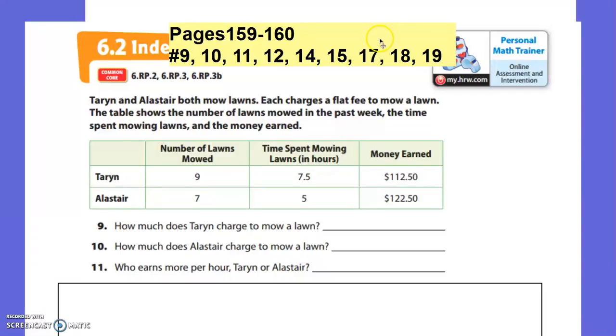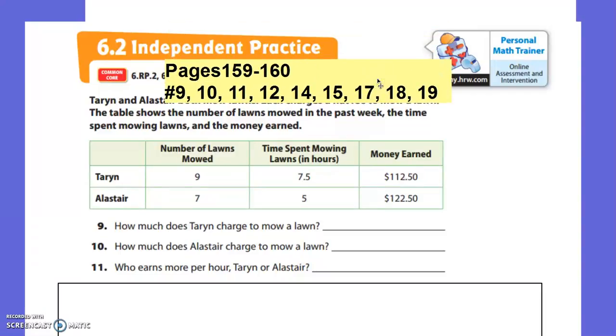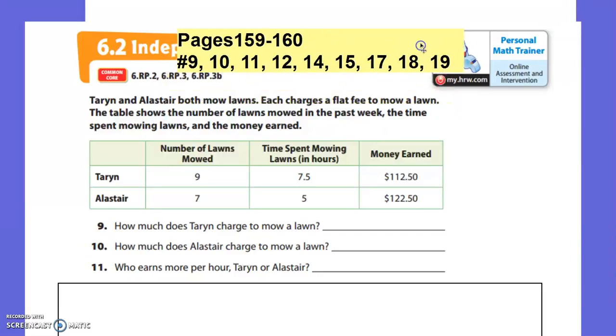This is lesson 6.2 Independent Practice, pages 159 through 160, and this first video will be numbers 9, 10, 11, and 12, and then we'll break up the rest of the questions into a second and maybe even third video. This is a hints video, meaning you won't get any direct answers from this video. Rather, the video will help you set up some of the problems and help you solve them.